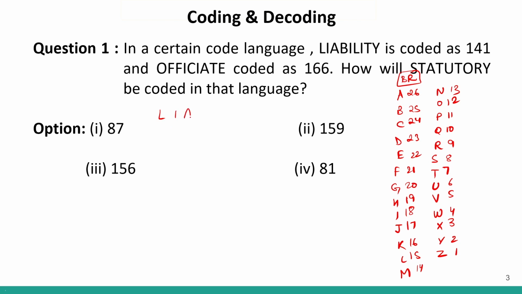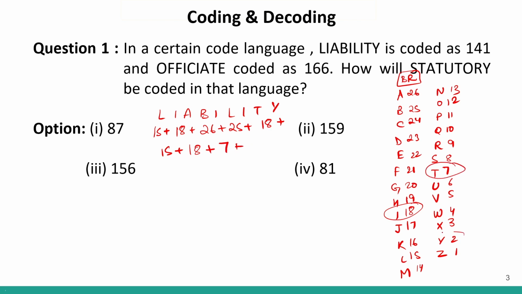So if I have to find the sum of the backward ranks for liability, for L the backward rank is how much? For L it is 15. So 15 plus, for I it is how much? For I it is 18. 18 plus A 26, B 25, again 18, again 15, plus I it is again 18. For T it is 7 and for Y it is 2. Correct? These are your backward ranks.